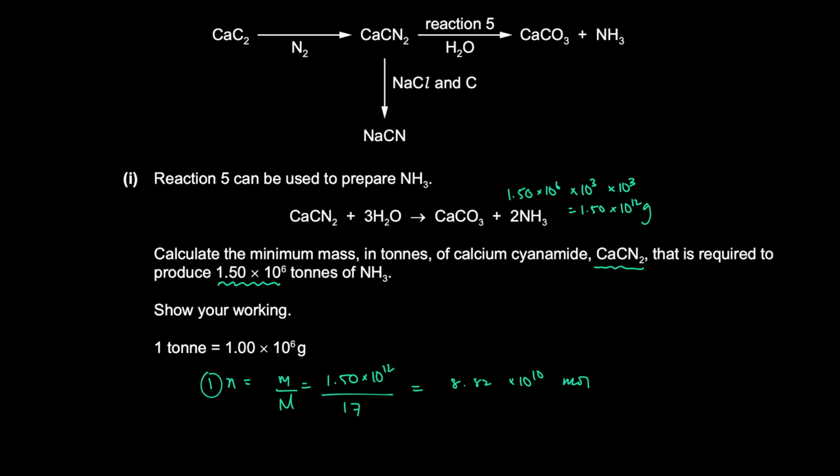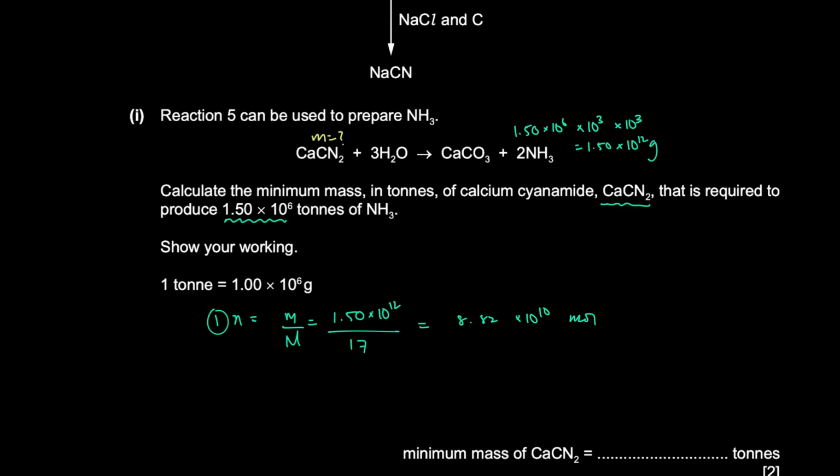We want to figure out the mass of calcium cyanamide that we need. So now that we have the moles of ammonia, we can compare the molar ratios, right? For part 2, we can say for every mole of CaCN2, 2 moles of ammonia are produced. So if I have 8.82 times 10 to the power of 10 moles of ammonia here, how many moles of this do I have? This is equal to 4.41 times 10 to the power of 10 moles, right? We're going to have half as many moles. For every 1 mole of calcium cyanamide, we're going to produce 2 moles of ammonia, so we'll have half as many moles of this.